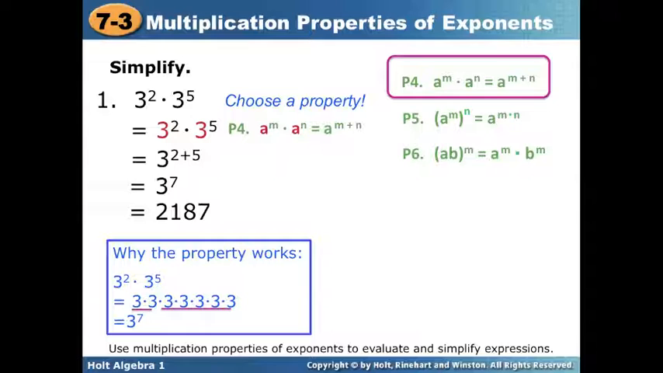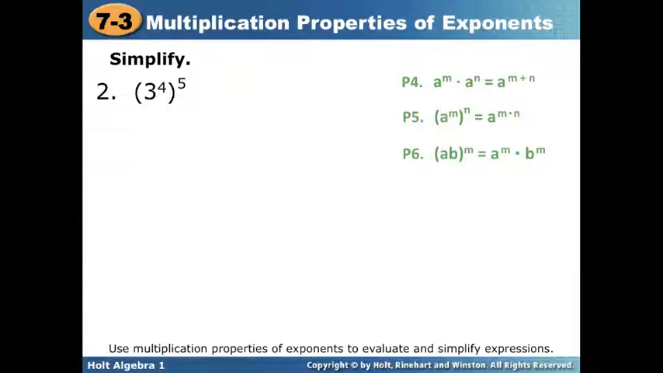We will look at why many of these properties work. Feel free to copy this information to your paper if you need. Otherwise, just pay attention and know why it works. It helps you understand the property. So here we have 3 squared times 3 to the 5th. If we write out using repeated multiplication, we can count that there are 7 3's multiplied together. So 3 to the 7th is the simplest way to write that.